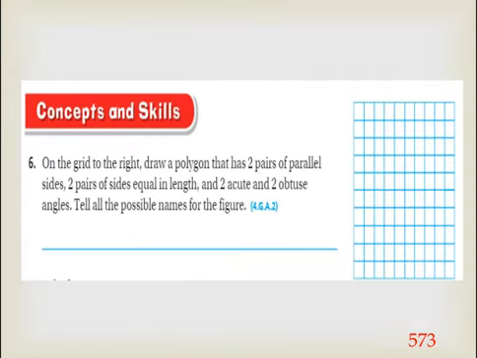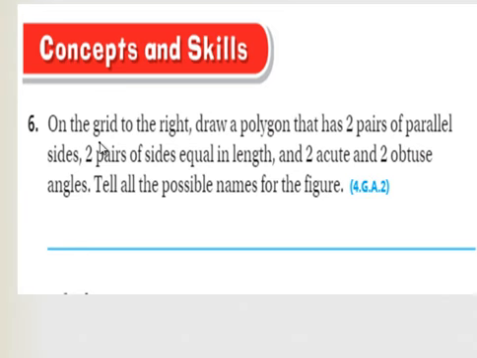Here guys, let's see the next part, concepts and skills. On the grid to the right, draw a polygon that has 2 pairs of parallel sides. This is the first condition with us.